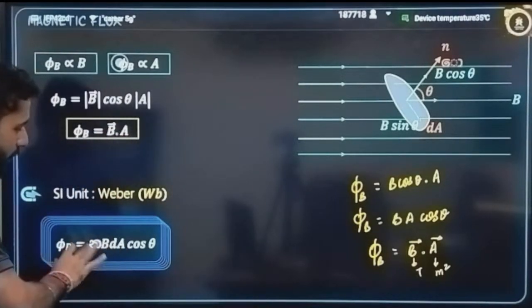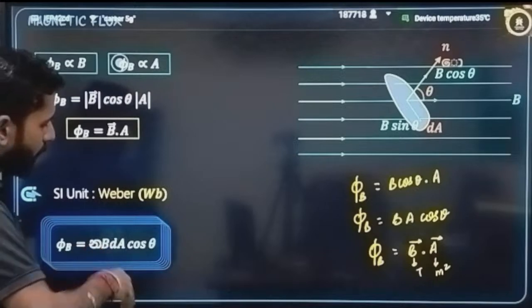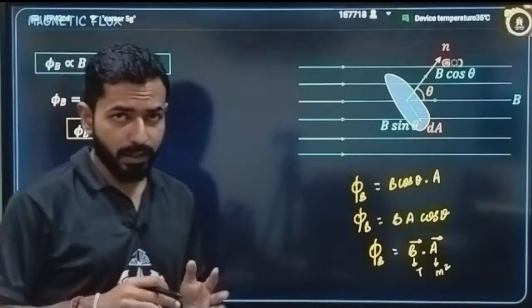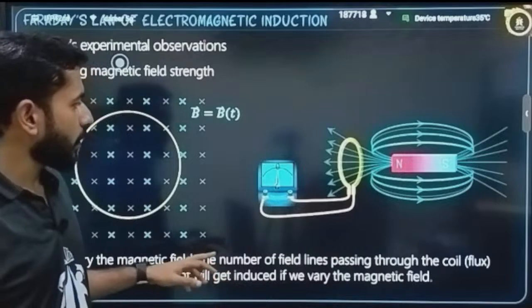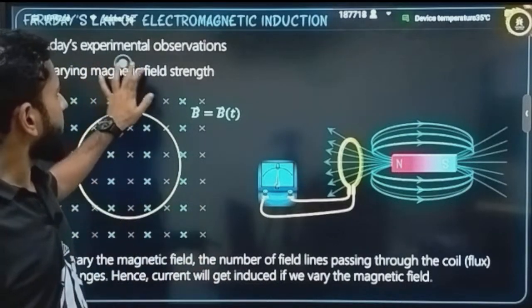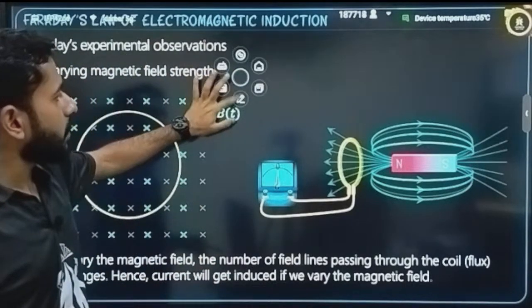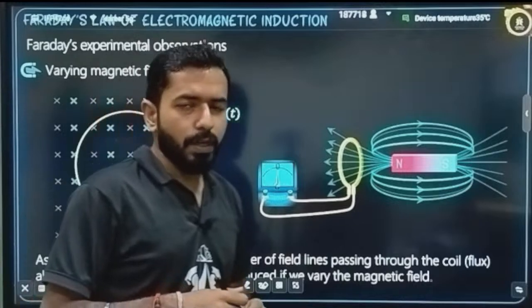And finally the final result that we define is phi equals the integration of B dot dA cos theta. If a question with an integration variable comes, then we'll write this general equation. Okay, so now let's come to Faraday's law. Let's come to Faraday's law.